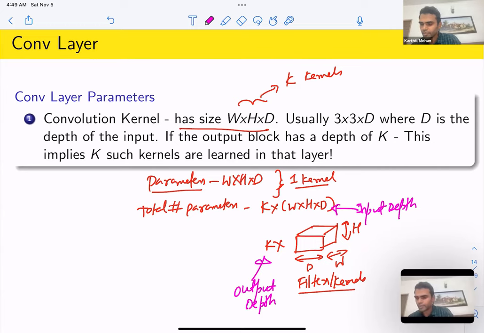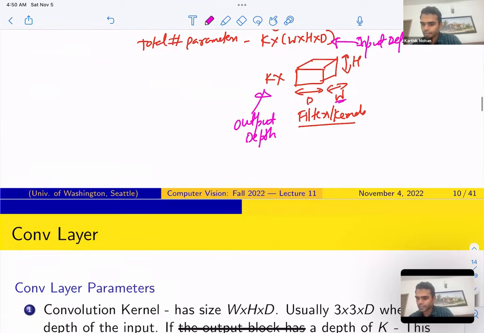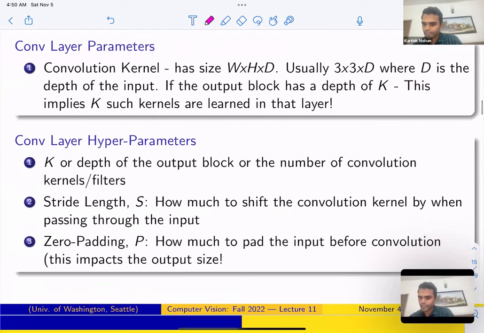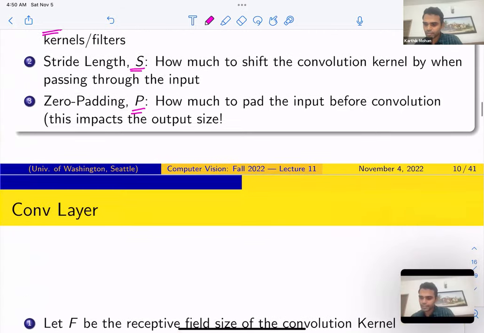We also spoke about how, if you're given a W in the input, how does it change in the output? For that, we have to define some hyperparameters. k is the depth of the output block, s is the stride length, and p is the zero padding. Stride length is how much you shift the convolution kernel when passing through the input, and zero padding is how much to pad the input before convolution, as it impacts the output size.